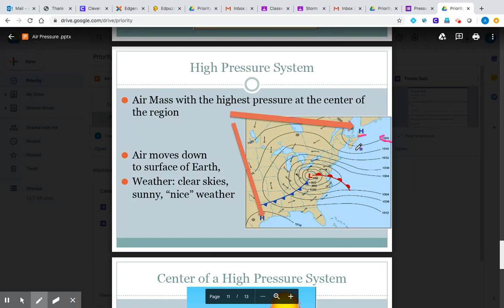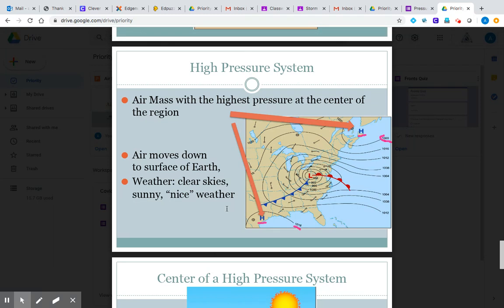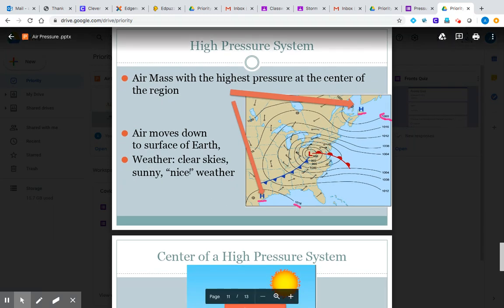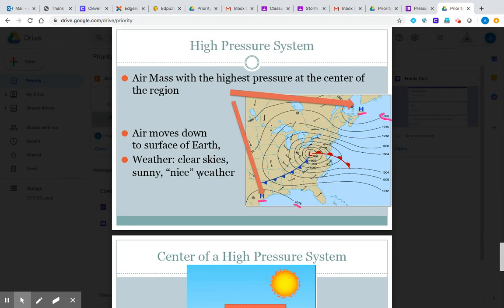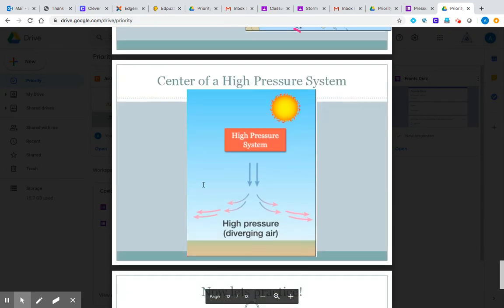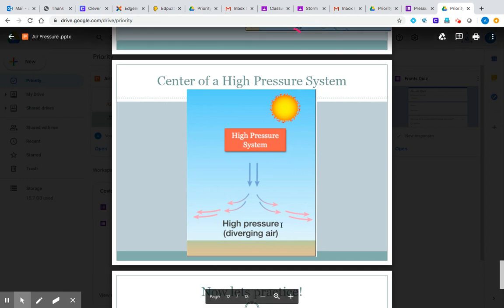Here at the center of this air mass, a high pressure system, if we take a look at the isobars, the air moves down at the center. So when the air moves down, you're not allowing the temperature to reach the dew point. There's no clouds forming. This is where we would get clear skies, sunny, nice weather. So the center of a high pressure system looks more like this. The air is moving downwards, the sun is out, there's no clouds, and you're generally going to have nice weather with a high pressure system.